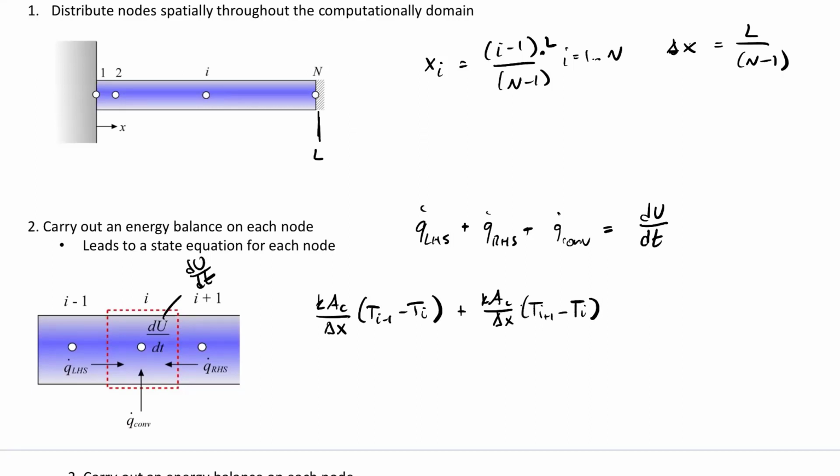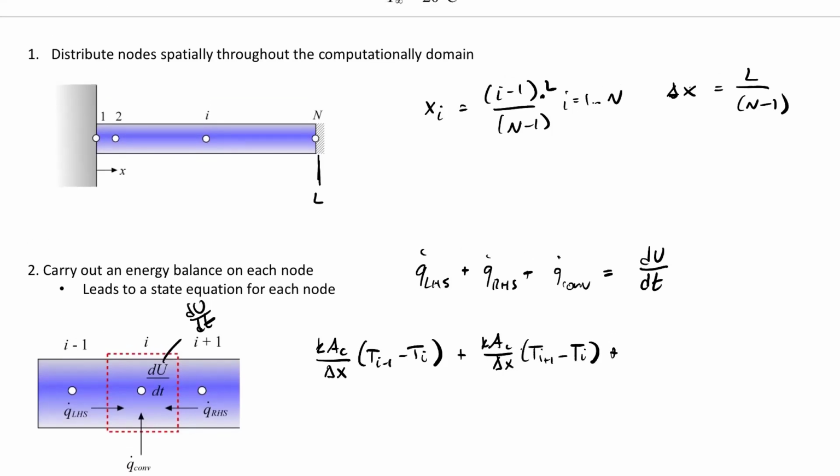And then due to convection coming in, right, we have, let's see, what do we call it, just h bar? So h bar times the area, so that's the perimeter, times delta X. Right? That's the surface area that's available for convection, times T infinity minus Ti. All that has to equal du dt.